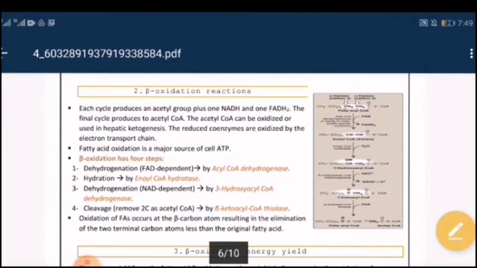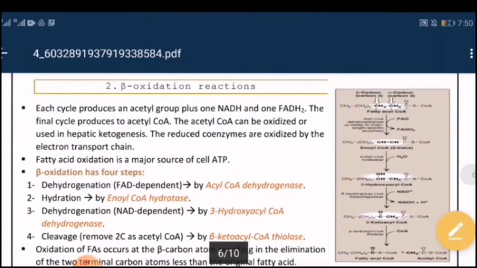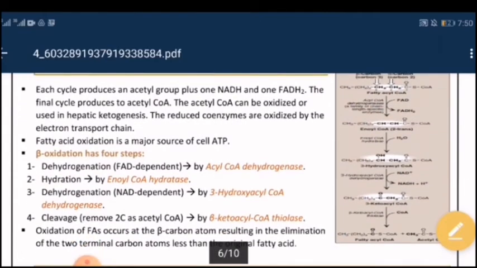Now, the long chain fatty acid is there. How is it going to be oxidized to get energy? Remember, till now we didn't oxidize the fatty acid. Actually, oxidation occurs through cycles, about 4 cycles. This one is the first cycle. It consists of 4 steps. The 4 steps are dehydrogenation, hydration, another dehydrogenation, and finally cleavage.